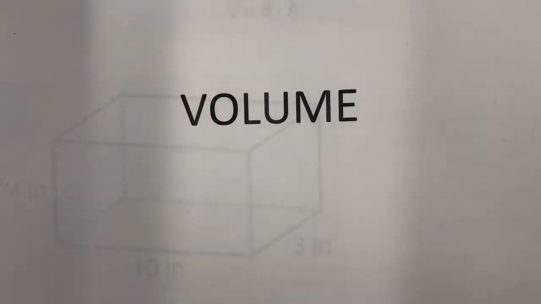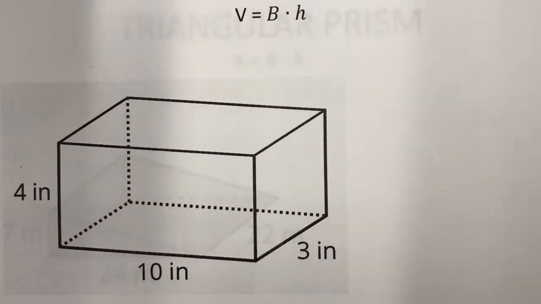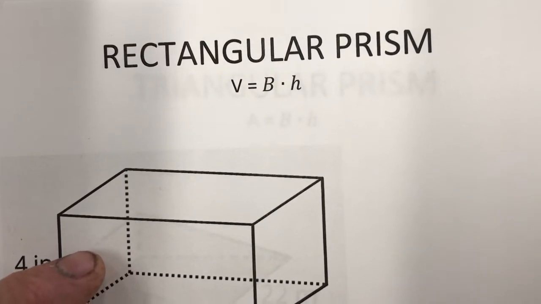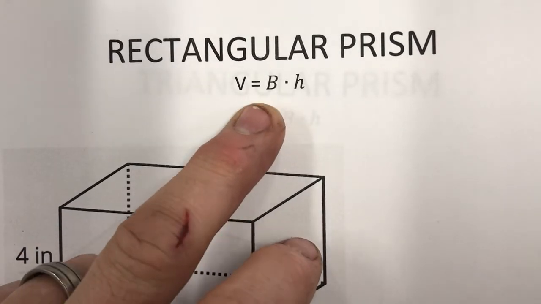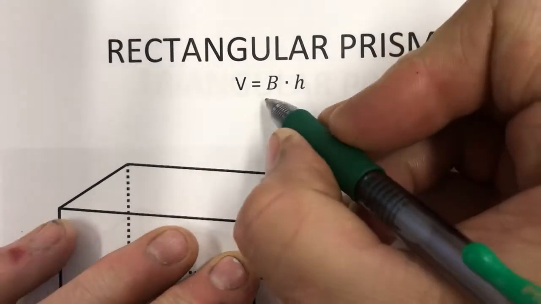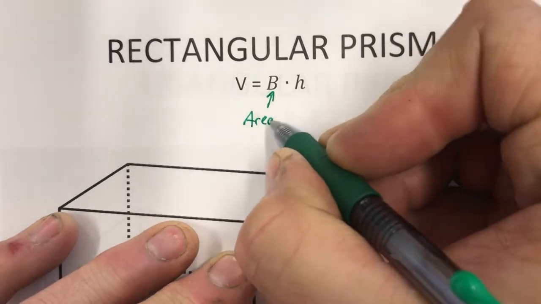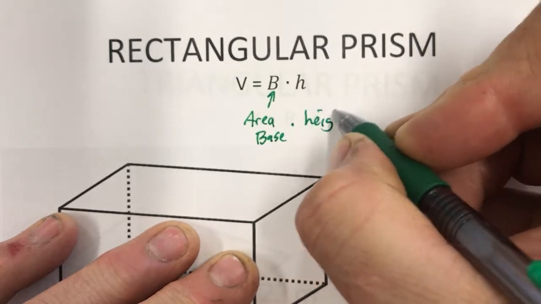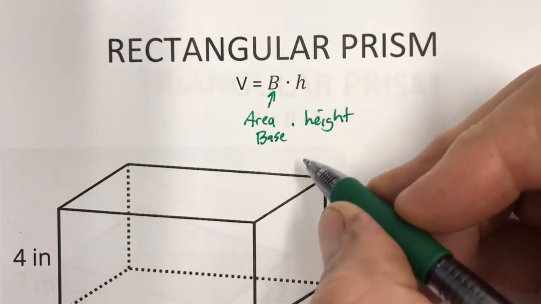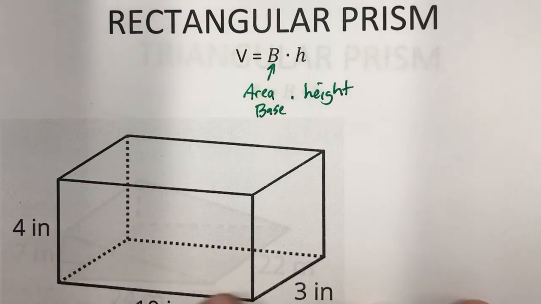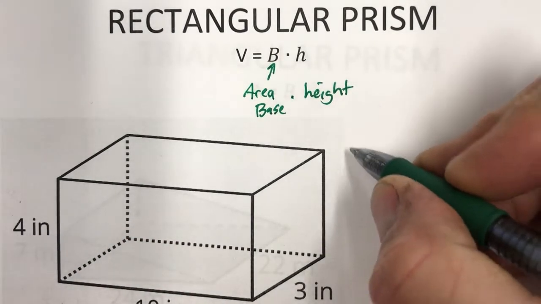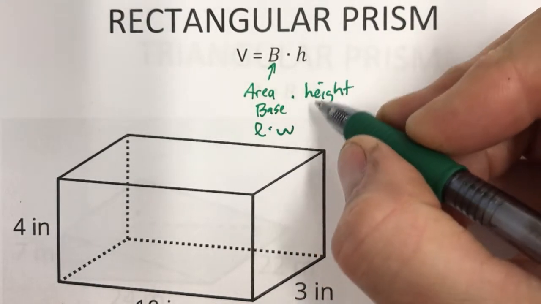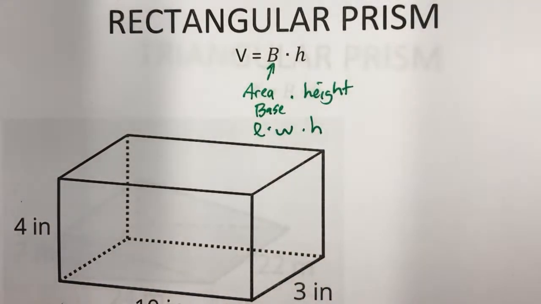Okay, first on volume, we're going to look at rectangular prisms. This is a rectangular prism right here, and the volume is capital B times H, which means area of the base times the height. Now area of the base, this is a rectangular base. The bottom of this thing is a rectangle. So the area of the base is length times width. So some people just say this is length times width times height.